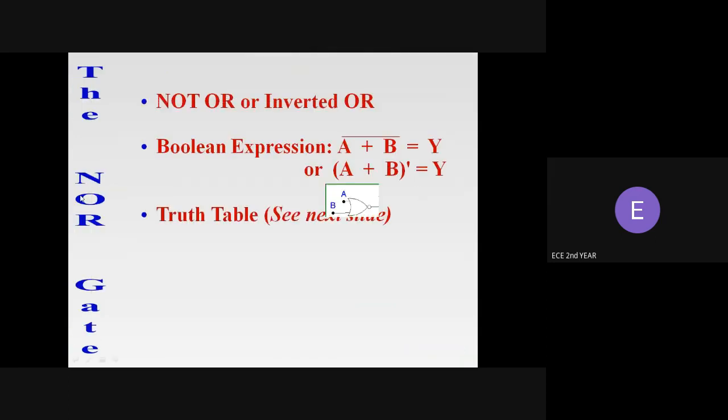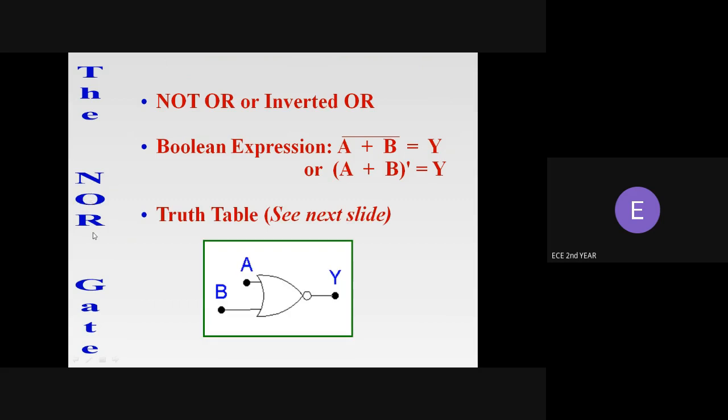Okay, let us see the next gate, which is nothing but the NOR gate. NOR gate, in the sense, you will have an OR gate, and at the output you will have one more NOT gate. And the Boolean expression for the OR gate is nothing but the addition of the two inputs, A plus B, and the output of the NOR gate will be Y equals A plus B the whole bar, or A plus B the whole dash.